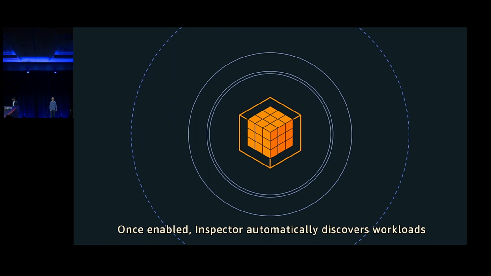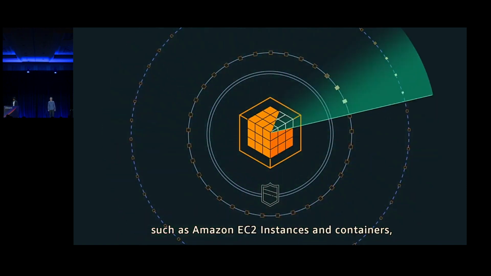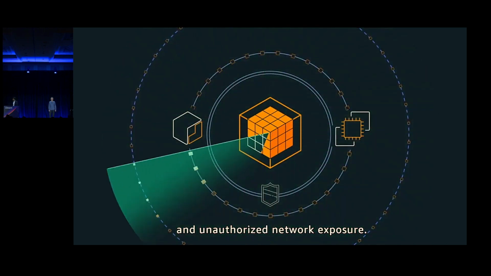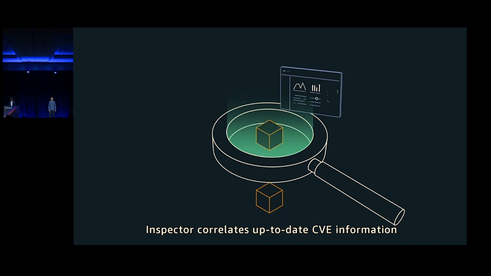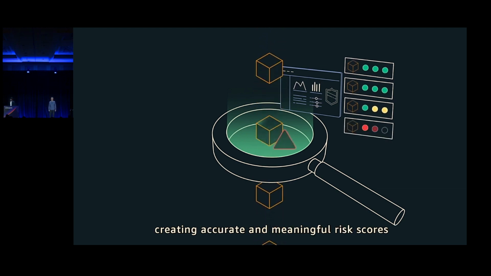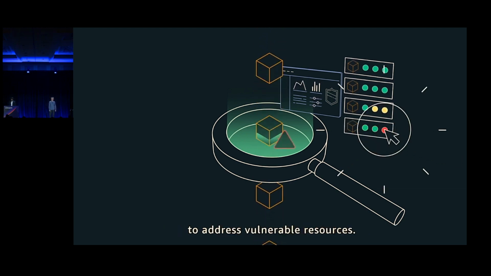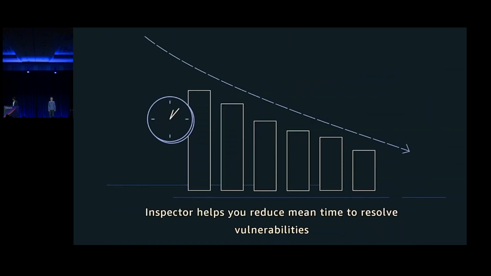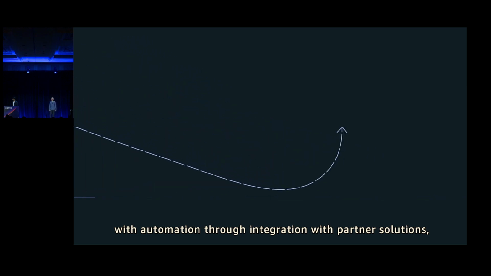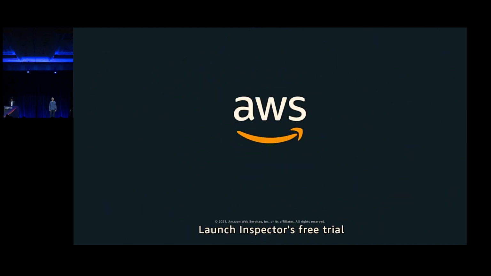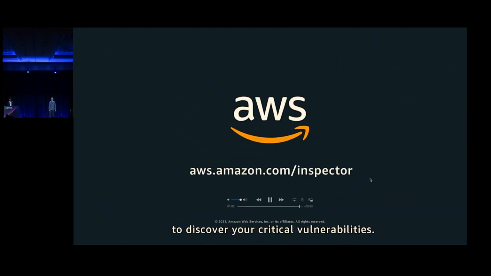Inspector's integration with AWS Organizations simplifies multi-account management and centralizes findings for the security team. Once enabled, Inspector automatically discovers workloads such as Amazon EC2 instances and containers, and continually scans them for software vulnerabilities and unauthorized network exposure. Inspector correlates up-to-date CVE information with factors like network accessibility and exploitability, creating accurate and meaningful risk scores to help you prioritize your response to address vulnerable resources. Inspector helps you reduce mean time to resolve vulnerabilities with automation through integration with partner solutions, Amazon EventBridge, and AWS Security Hub. Launch Inspector's free trial to discover your critical vulnerabilities.